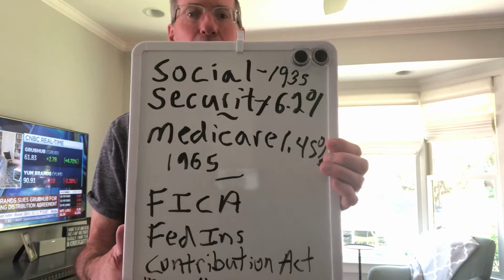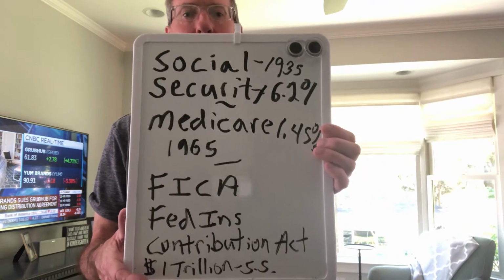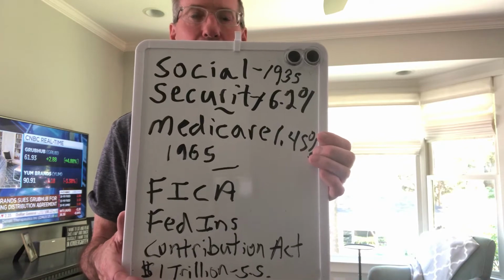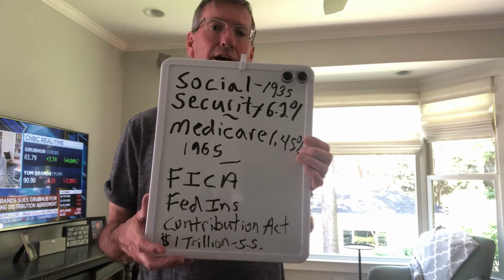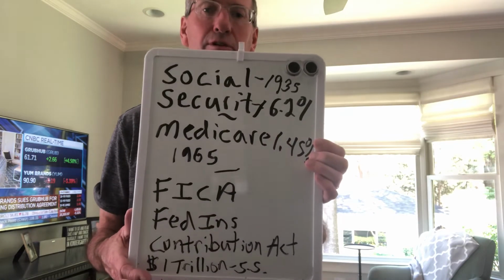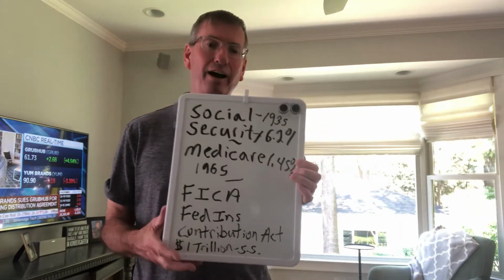I know you can't read it very well, but Social Security was created under the Roosevelt administration in 1935, and then Medicare was created under the Johnson administration in 1965.